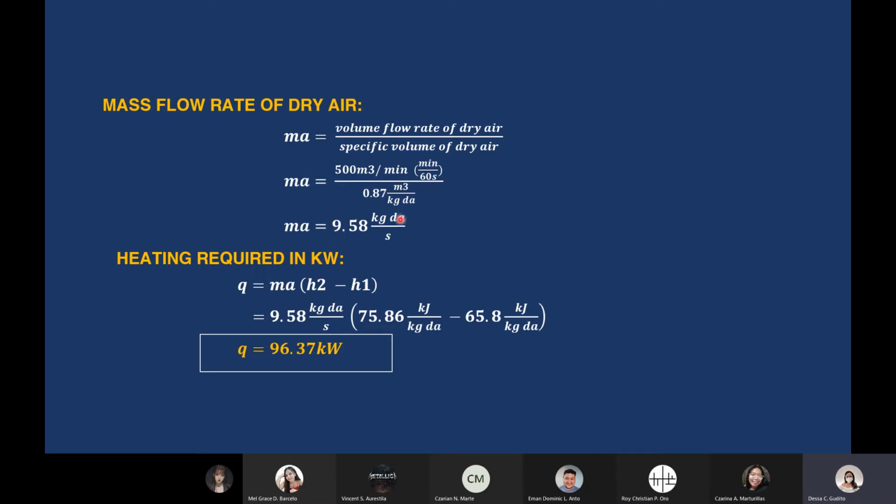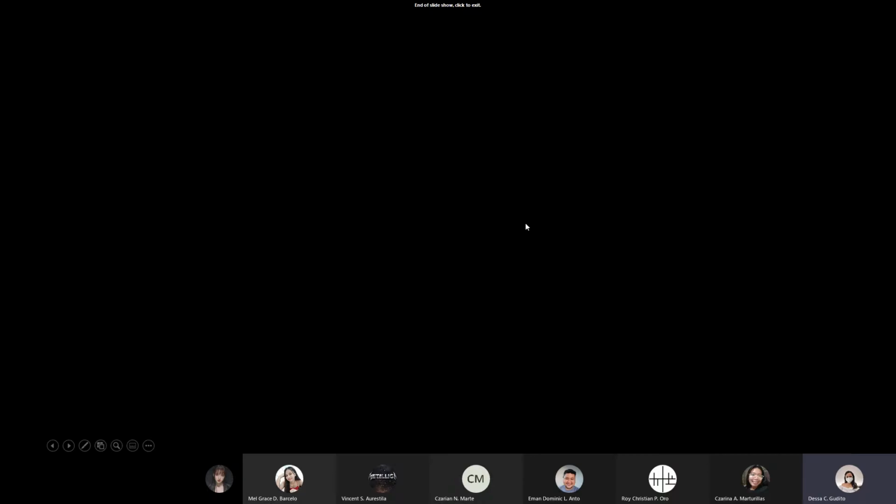dry air per second. And then we substitute the values that we got from the calculation gikan sa psychrometric chart nato nga calculations pod katong H minus HD. So we get 96.37 kilowatts. And that would be all for sensible heating and sensible cooling. Thank you.